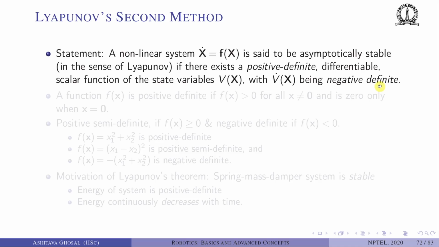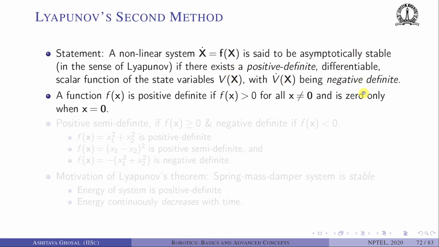Okay, so let's go over this statement once more. If I have a nonlinear system represented by x dot equal to f of x, we can say that this is asymptotically stable if there exists a positive definite differentiable scalar function of the state variables x. Let us denote that by V of x, and the derivative V dot of x with respect to time must be negative definite. So V of x must be positive definite and V dot of x must be negative definite.